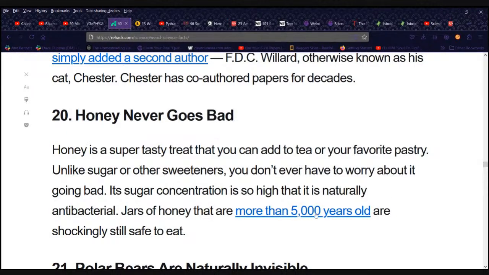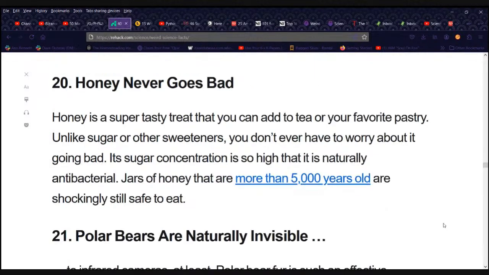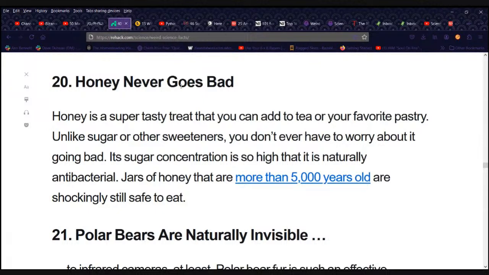Yeah, and there it is. More than 5,000 years old. And it's antibacterial and antifungal too. Antibacterial, right. So, it never goes bad. And it's not the only one that never goes bad, really. There are a number of ones out there. Somewhere I saw 20 different foods.